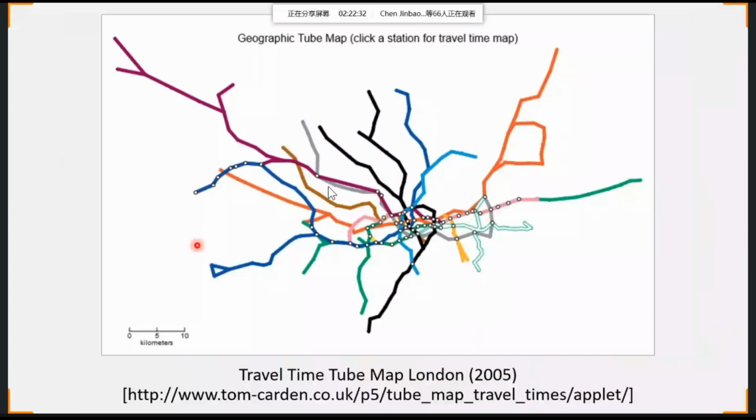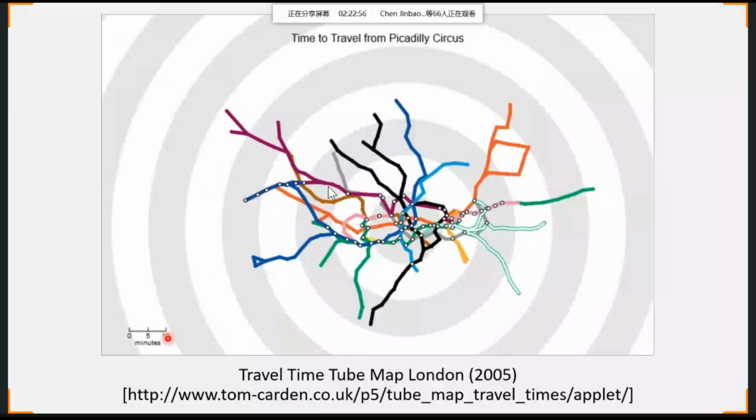Or here another one. This is also about London. The geographic tube map first. So here it's based on the distance, therefore on the spatial distance. Therefore we have kilometers here, like in a normal map. And now this is based on traveling time. Now we have minutes here, not kilometers. And we have these circles. Obviously, one circle here is 10 minutes.